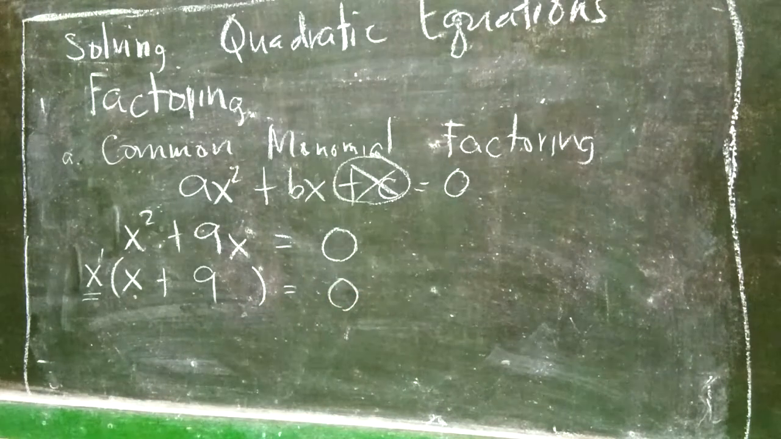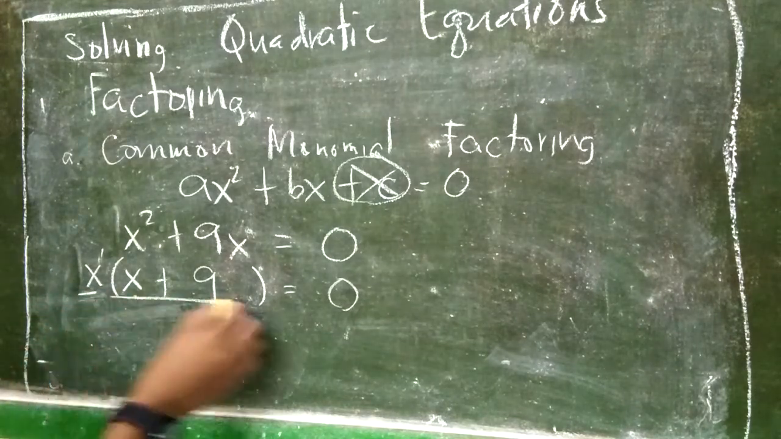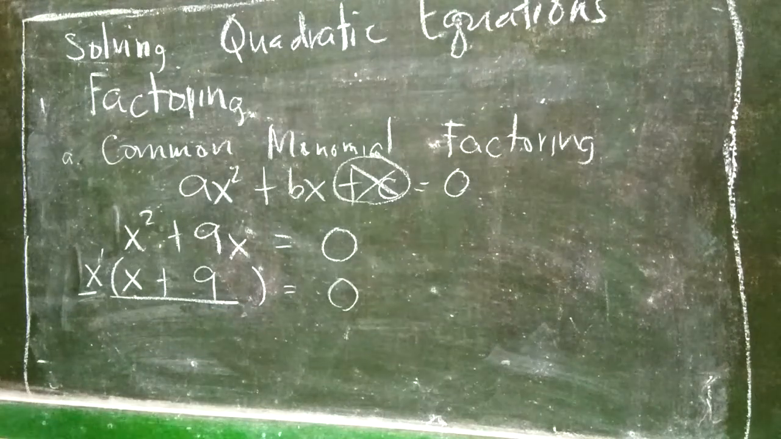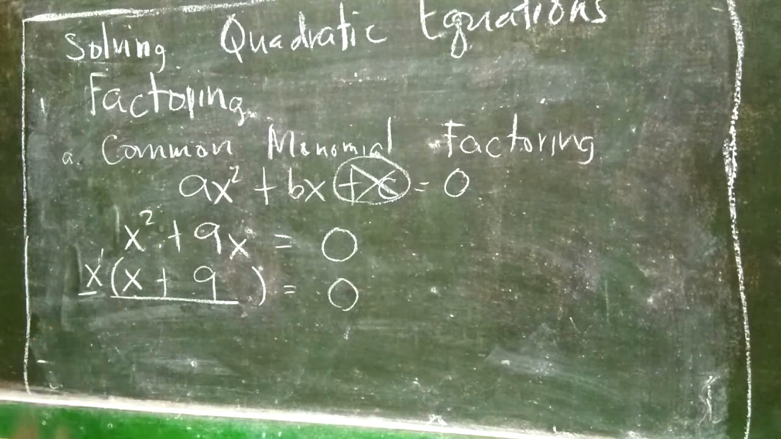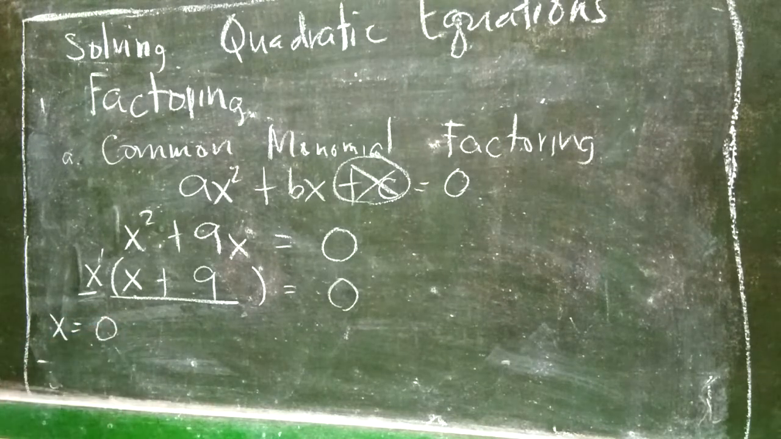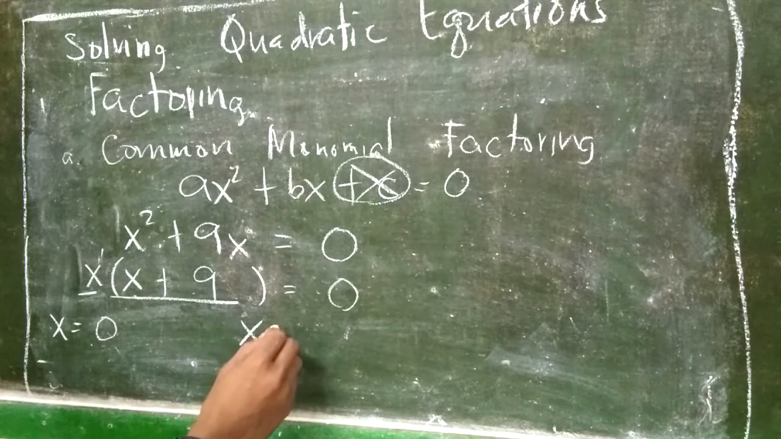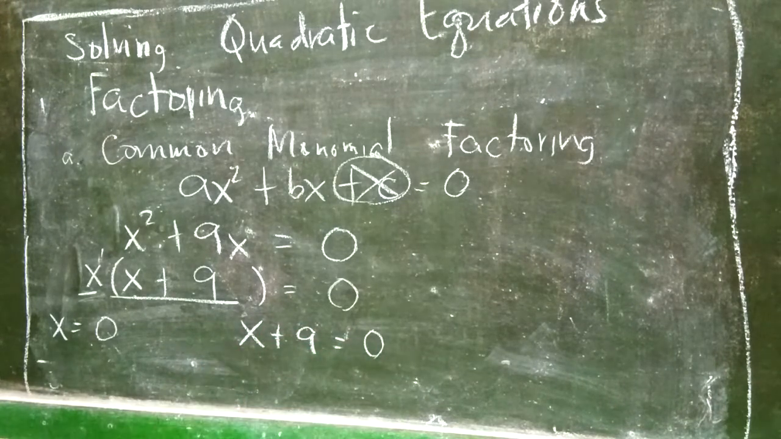Okay. So, this time, we'll be equating each factor to 0. Okay. So, kung mapapansin natin, this is a factor, this is also a factor. Kasi, the operation between these two polynomials is multiplication. Okay, so x is equal to 0. Okay, then x plus 9 is equal to 0. Okay, so find the value of x.